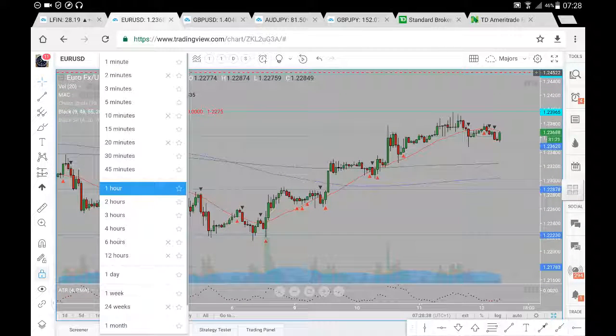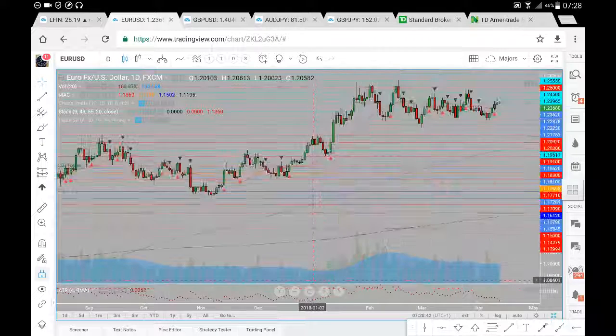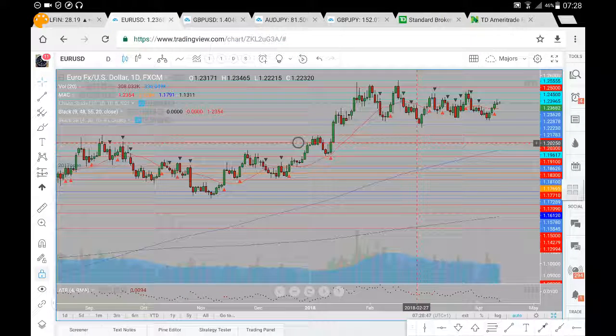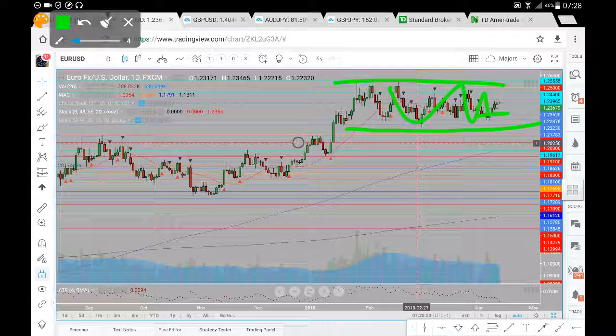We'll have a brief look at the daily chart here before wrapping up on the euro dollar. So over on the daily chart, we can see we're still in a bit of a consolidative range on the euro dollar. We've come down to the lower end of the range. Not the very low of the range, but a lower part of the range.